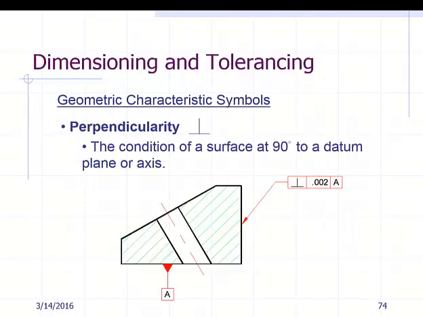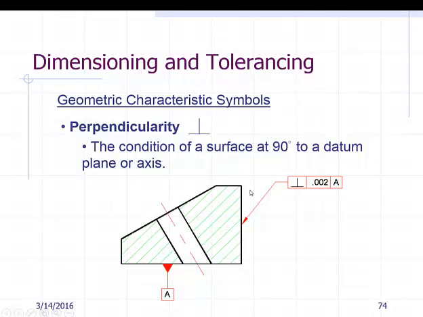Perpendicularity. So again, I'm talking about two things related to each other. Here I've got a hole, or actually we'll ignore the hole for now. I'm sorry, we're just doing the right side of the part. So the right side of this part is perpendicular within 2/1000ths to surface A.